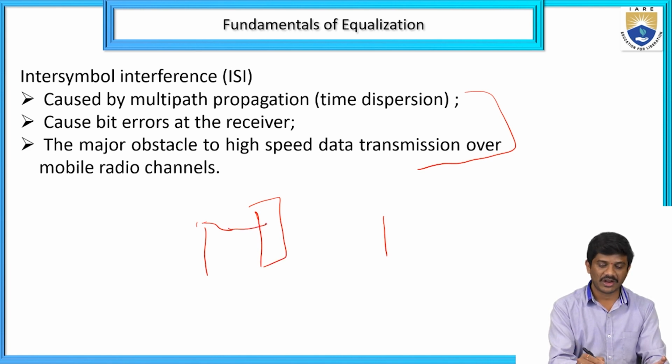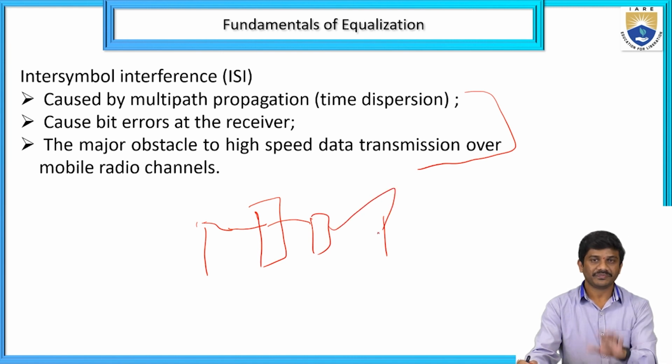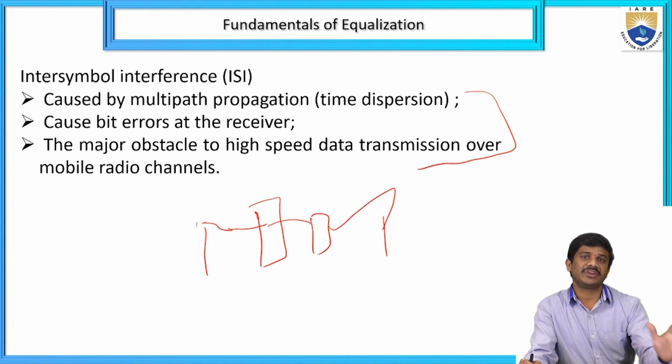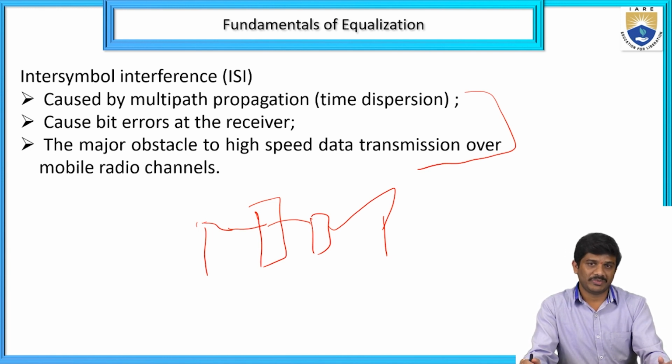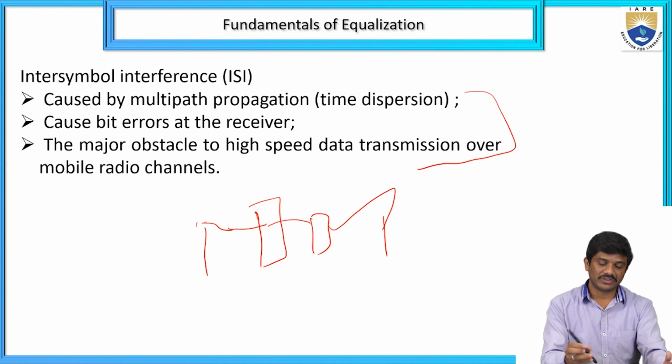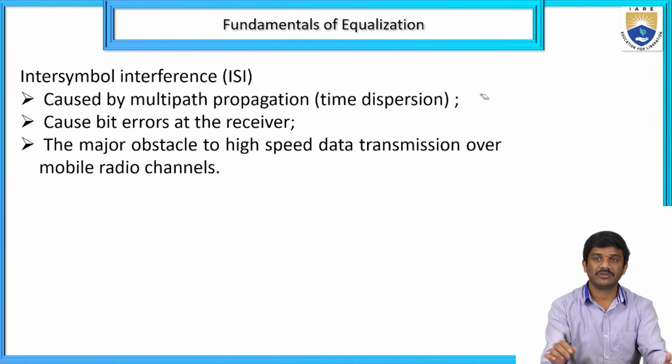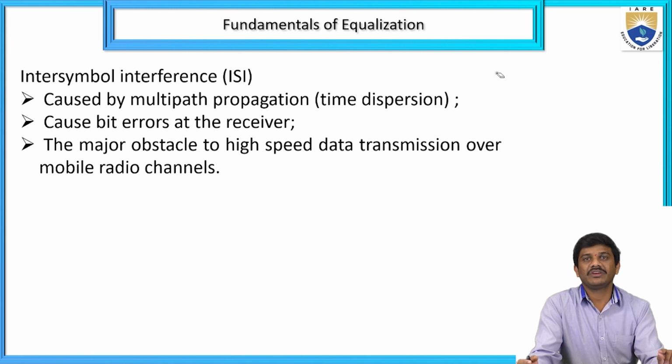It touches the signal and also it touches another building. Finally it reaches the receiver section. Here, what will happen? The multipath propagation. You're having the multipath propagation. It goes with time dispersion also. That is one cause.